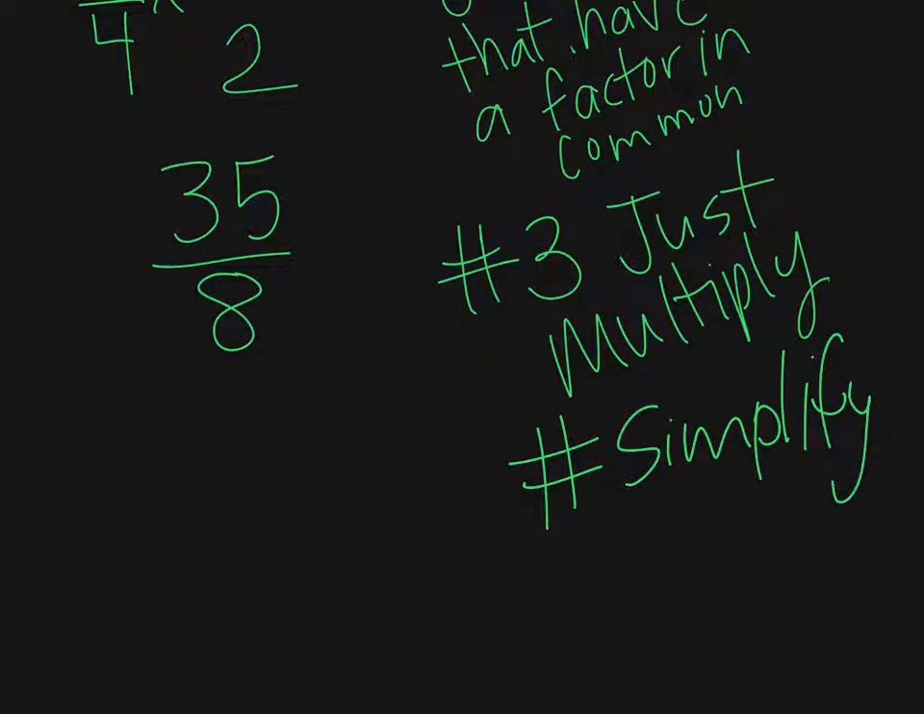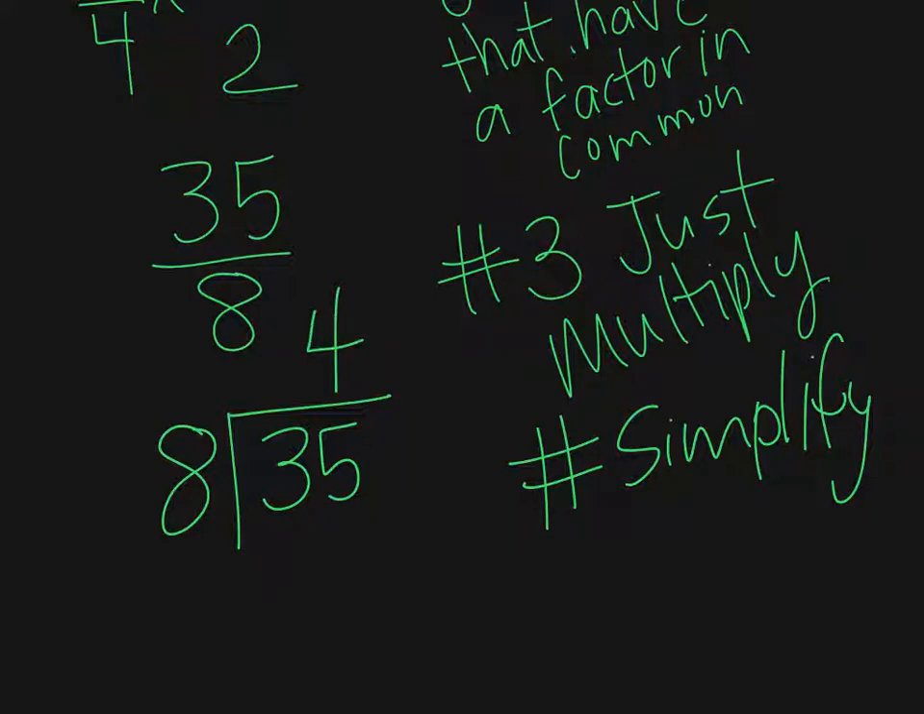I'm going to simplify, and I'm going to say 35 divided by 8. Let's work it out. Let's put 35 divided by 8. Can 8 go into 3? No. Can 8 go into 35? Yes. How many times? 4.